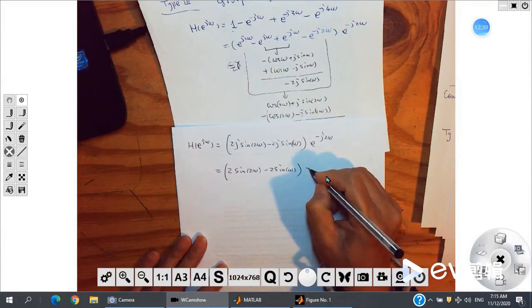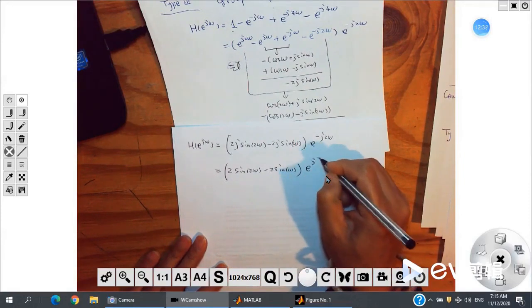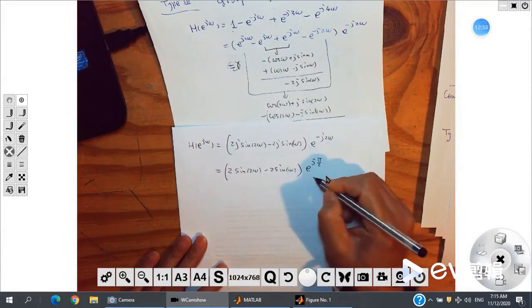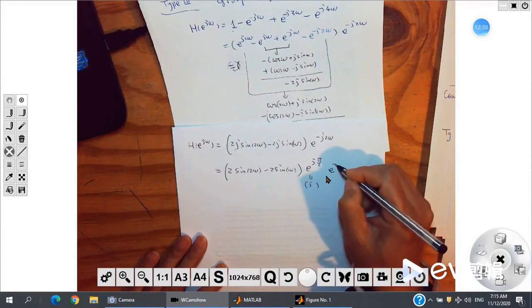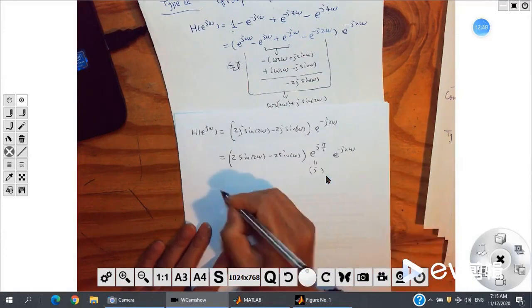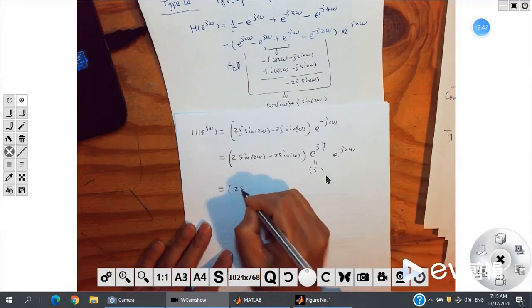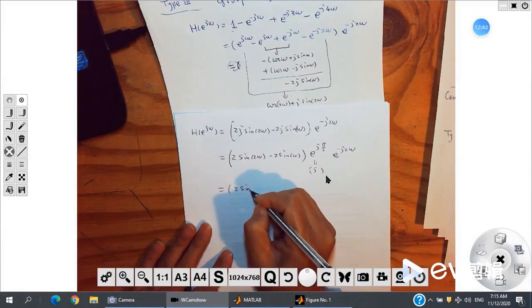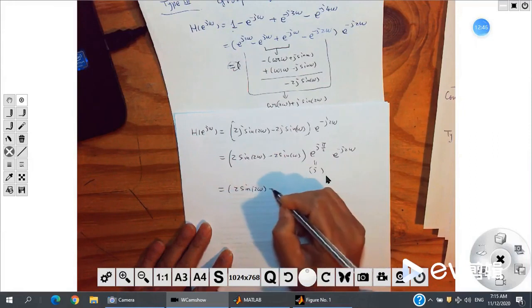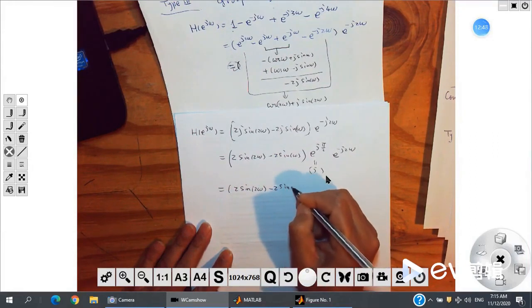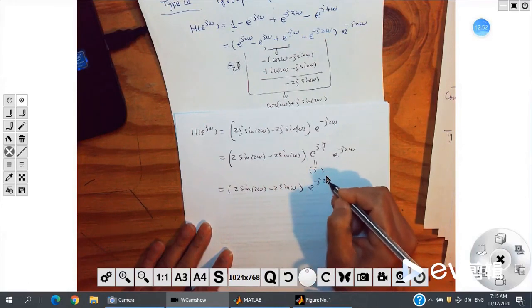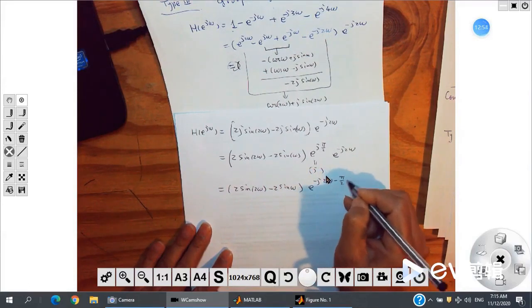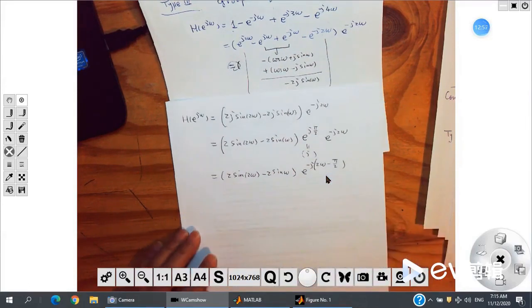And I move j out. J, I can write it as e to the j pi over 2. You can always write this one. This one is just j. Okay, then the e to the negative j 2 omega. Then you can merge that two together. It's 2 times sine of 2 omega minus 2 of sine omega. And here's e to the negative j 2 omega minus pi over 2. Now we can always have this one.